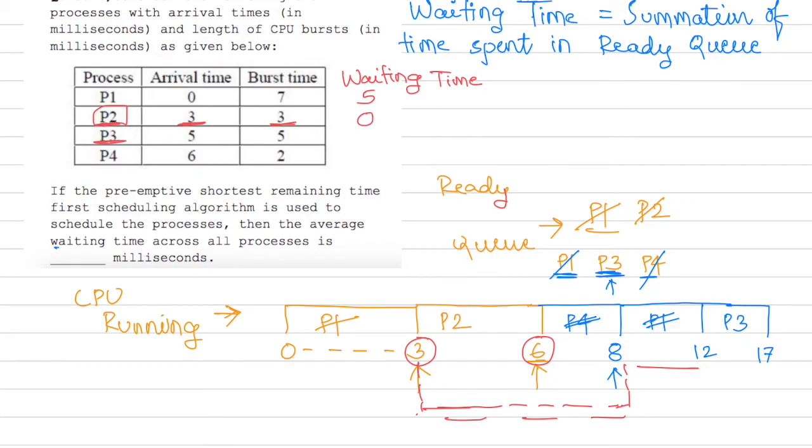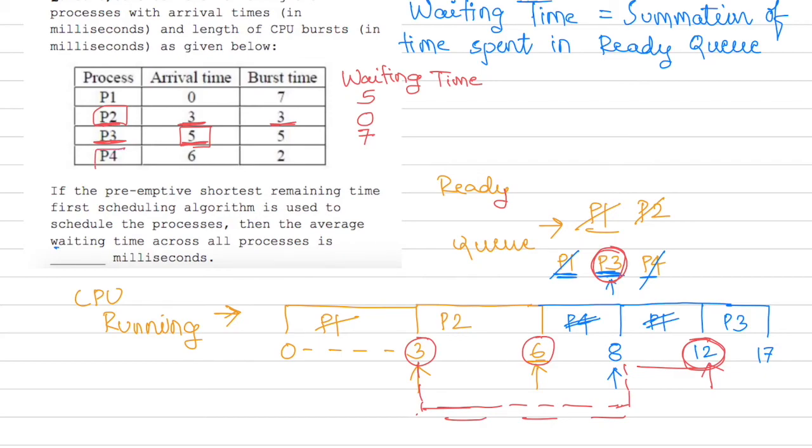Now let's focus on P3. P3 arrived at the 5th second. However, it did not get the CPU till the 12th second. Here it is. So from the 5th second till the 12th second, P3 was just waiting in the ready queue. It was here in the ready queue. So 12 minus 5, that becomes 7. So 7 seconds it was waiting in the ready queue.